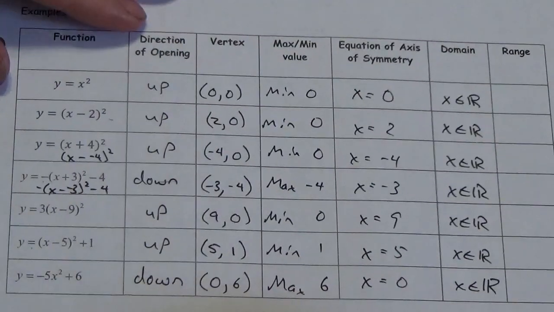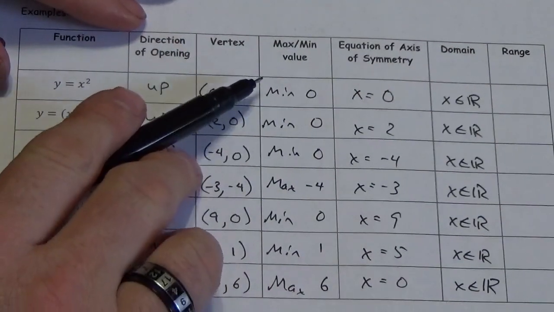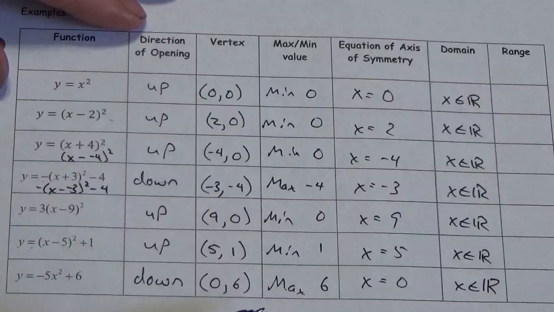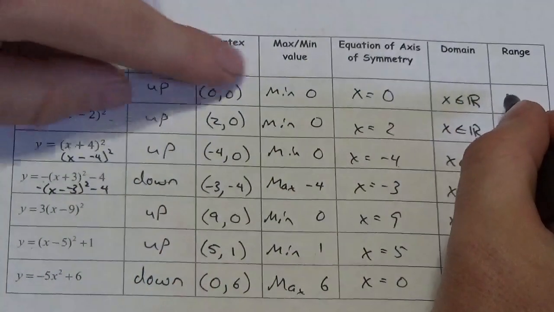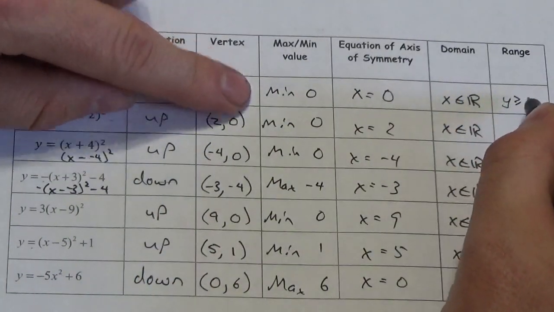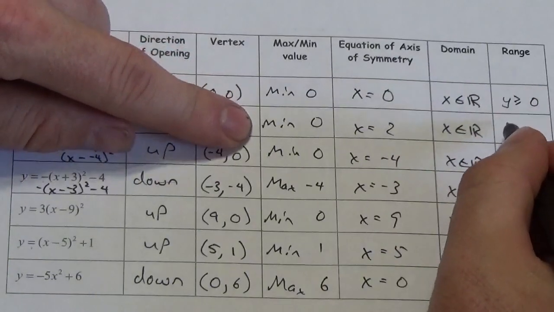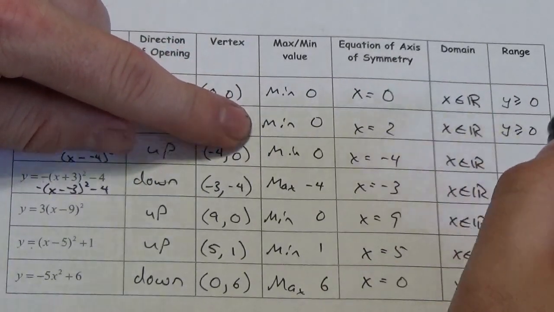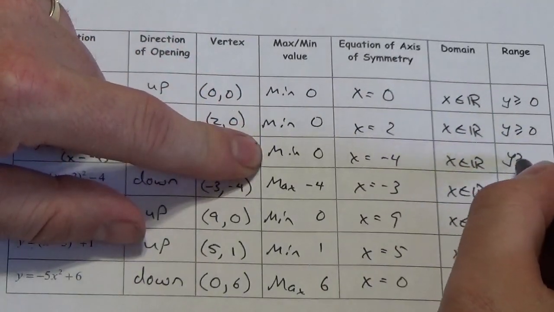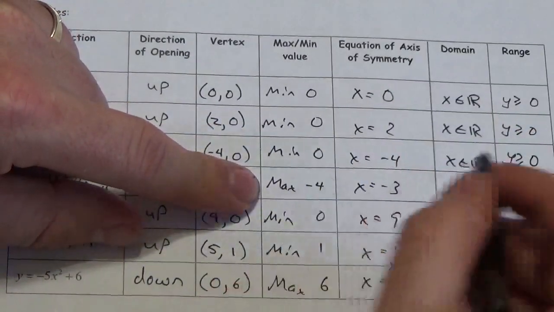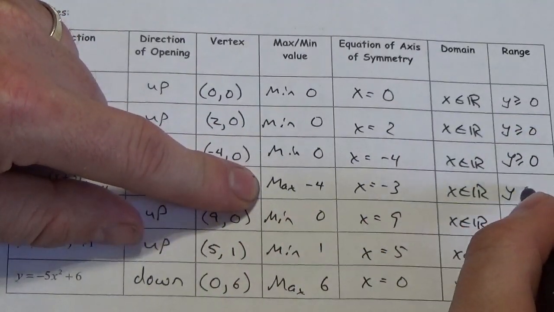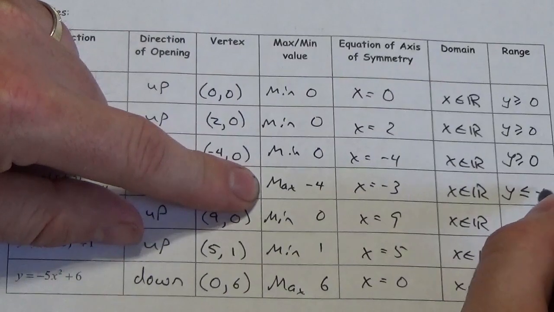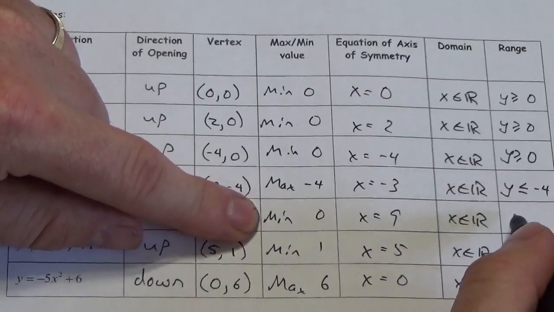Now the range is going to be related to this max min value thing here. So if it's a min, that means all of the y coordinates are going to be greater than or equal to 0. Min of 0, y is greater than or equal to 0. A max of negative 4 means all the y coordinates are going to be less than or equal to a maximum value of negative 4.